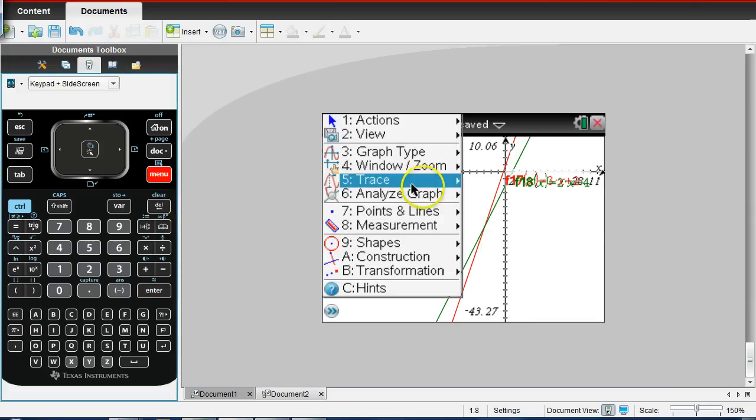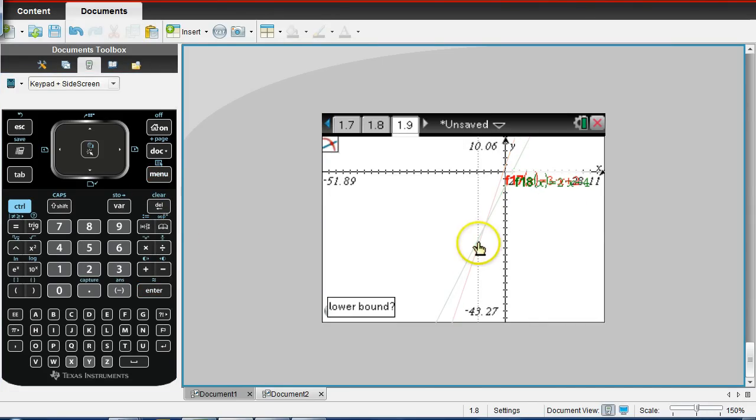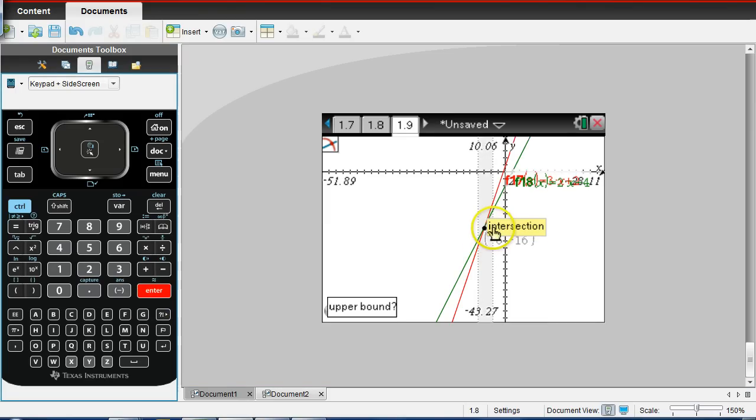Now I'm going to go to Menu, Analyze a Graph. I'm going to find the intersection. Drag to the left of the intersection point, hit enter. Drag to the right of it, hit enter again. We get negative 6, negative 16 as your solution.